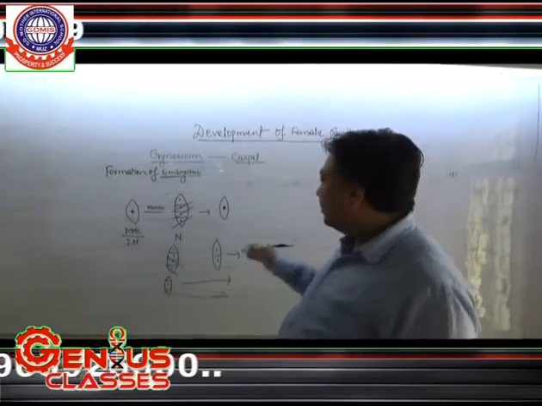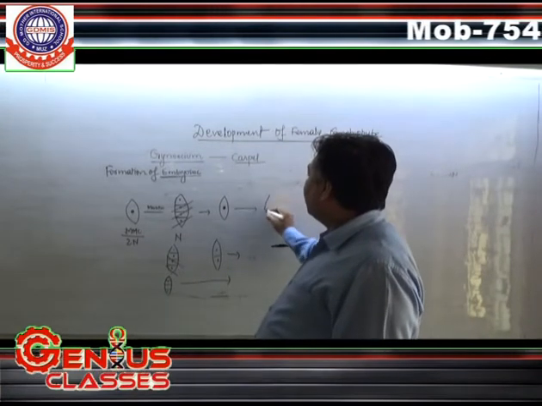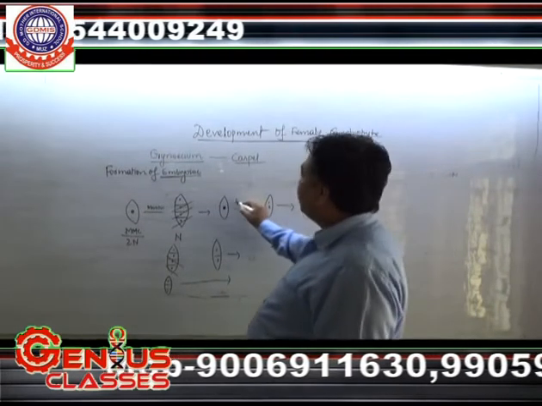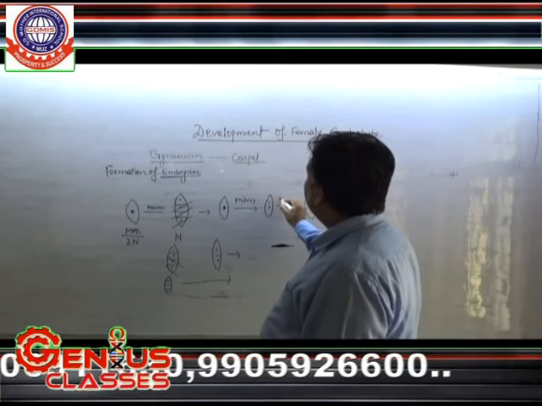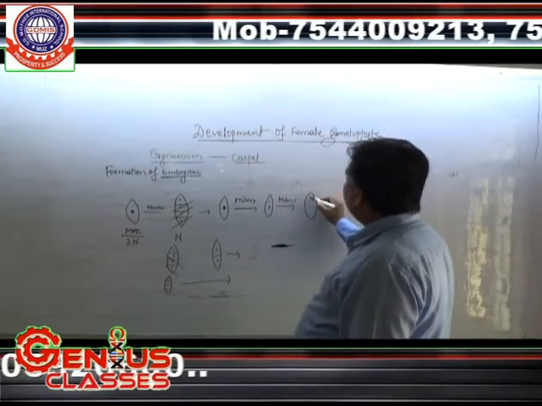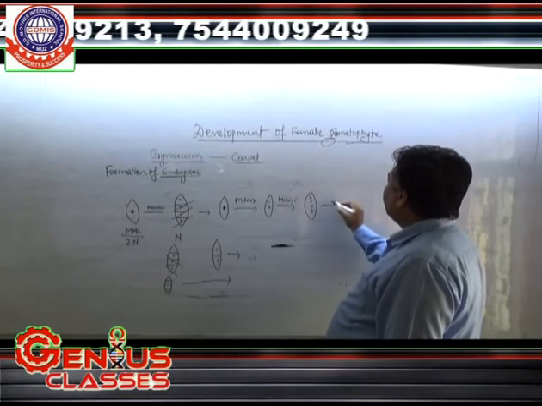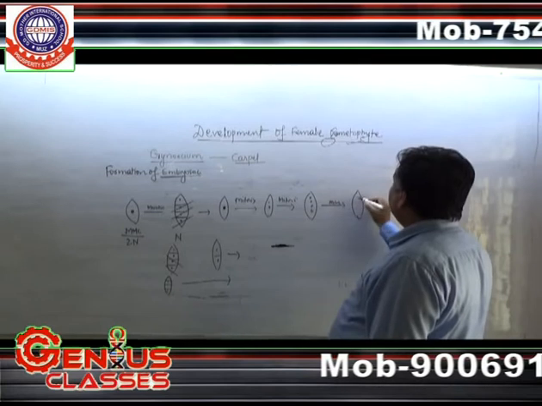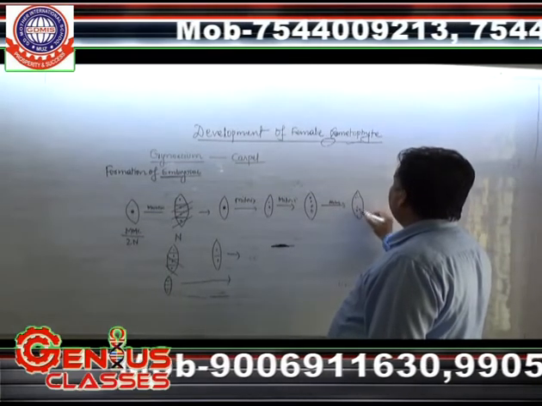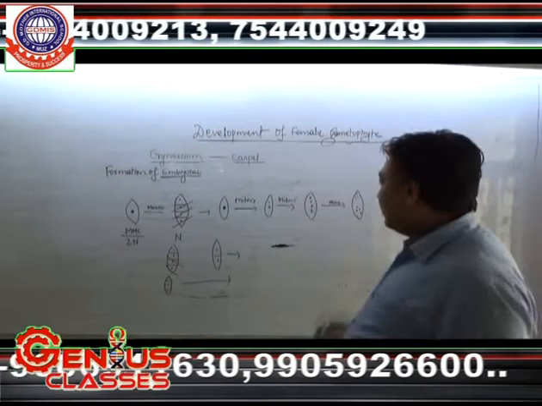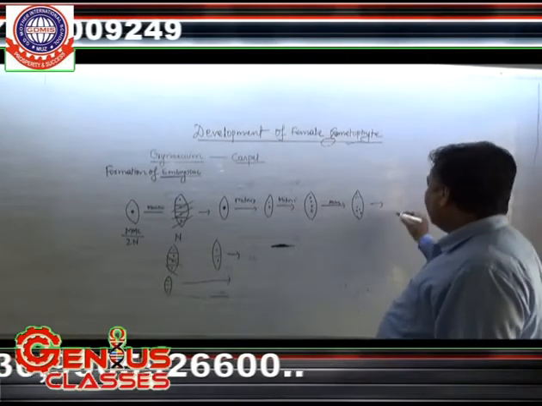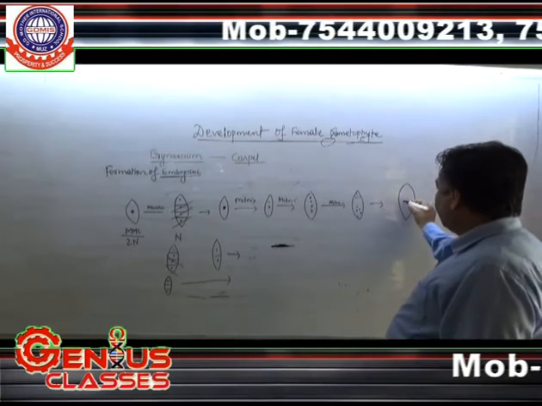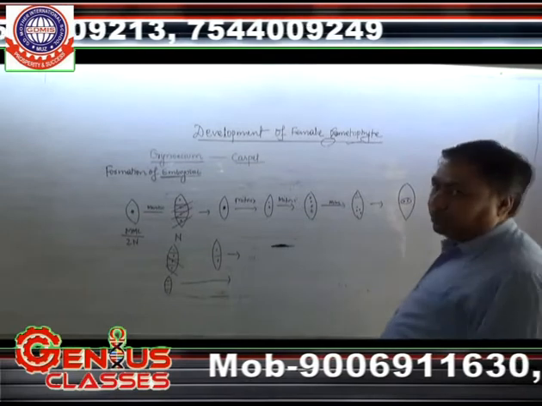In tetrasporic embryo sac formation, mitotic division will occur and two cells will be produced. Then again mitosis, 2 to 4, again mitosis, and this time 4 on this side, 4 on this side, the 8-cell stage. Now compartmentalization will occur. From both sides, one nucleus will come to the center, known as the polar nuclei.